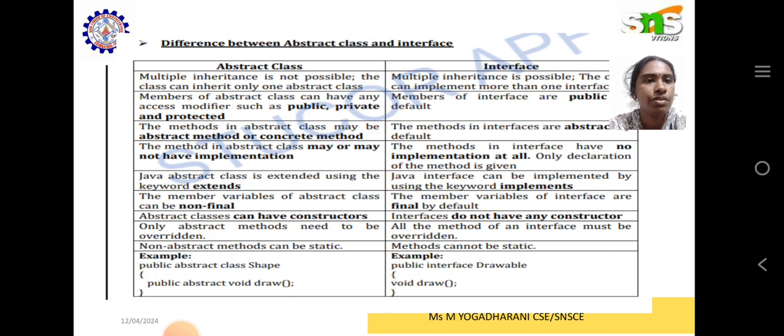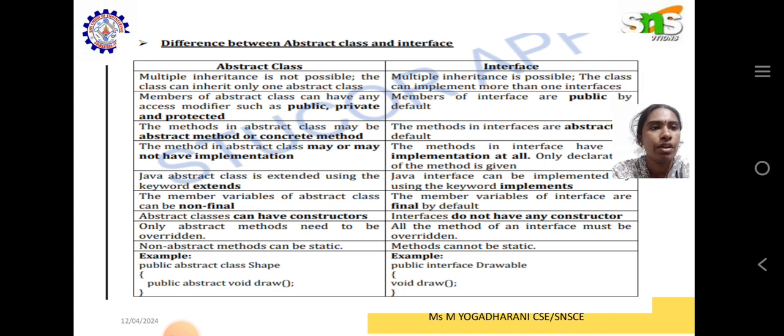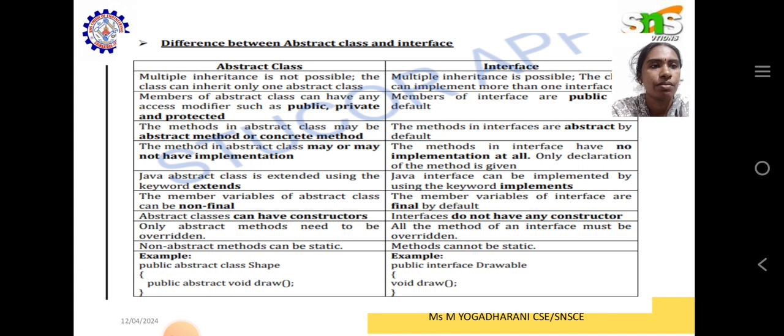And the difference between abstract class and interface. In an abstract class, multiple inheritance is not possible. The class may inherit only one abstract class. In an interface, multiple inheritance is possible. The class can implement more than one interface. In an abstract class, members can have any access modifiers such as public, private, or protected. Members of an interface are public by default.